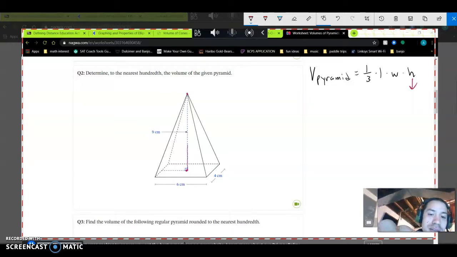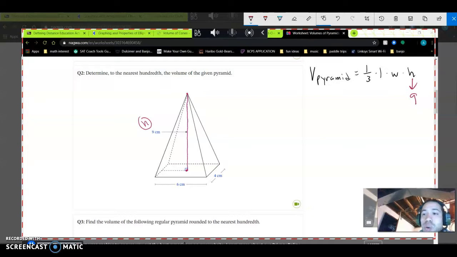This length here is our height from the base to the top. Remember, just like in the cone, it doesn't need to necessarily be going up and down. It just needs to be going from the base to the top. That is our height, 9.